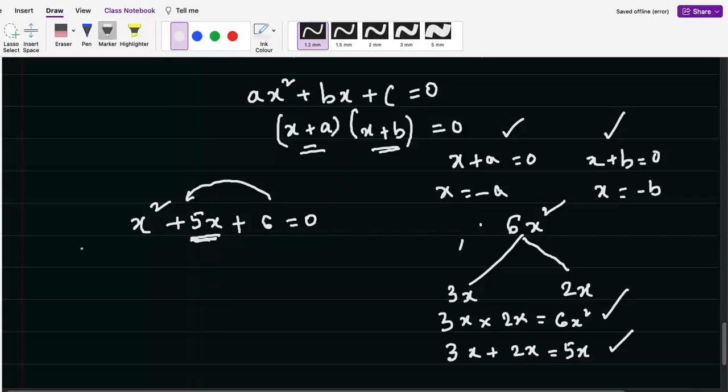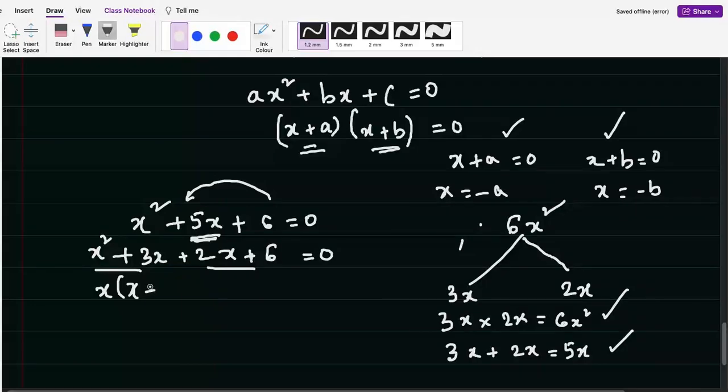So I can break this 5x into two parts, that is 3x and 2x. So I will write it as x square plus 3x plus 2x plus 6 equal to 0. Now I have to take out common terms. I will use only two terms. Out of these two, x square plus 3x, what is common? Common is x. I will take out common x. Then I will get x. From x square, x is gone, 1x is remaining. Plus from 3x, x is gone, 3 is remaining.